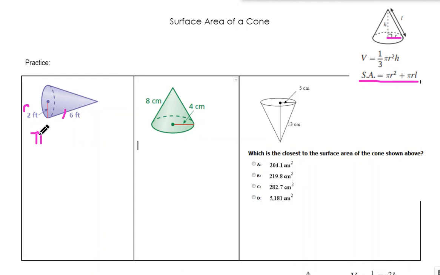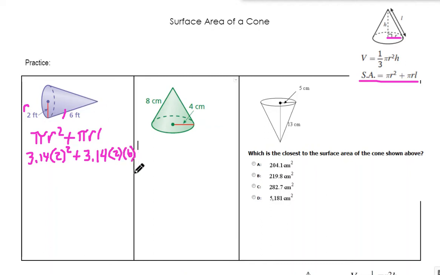Now I can plug it into my formula. Pi r squared plus pi r L. Pi we know is 3.14. R is our radius, which was 2, and squared, plus pi, which we know is 3.14, my radius is 2, and my slant height, or the length of my side, is 6.